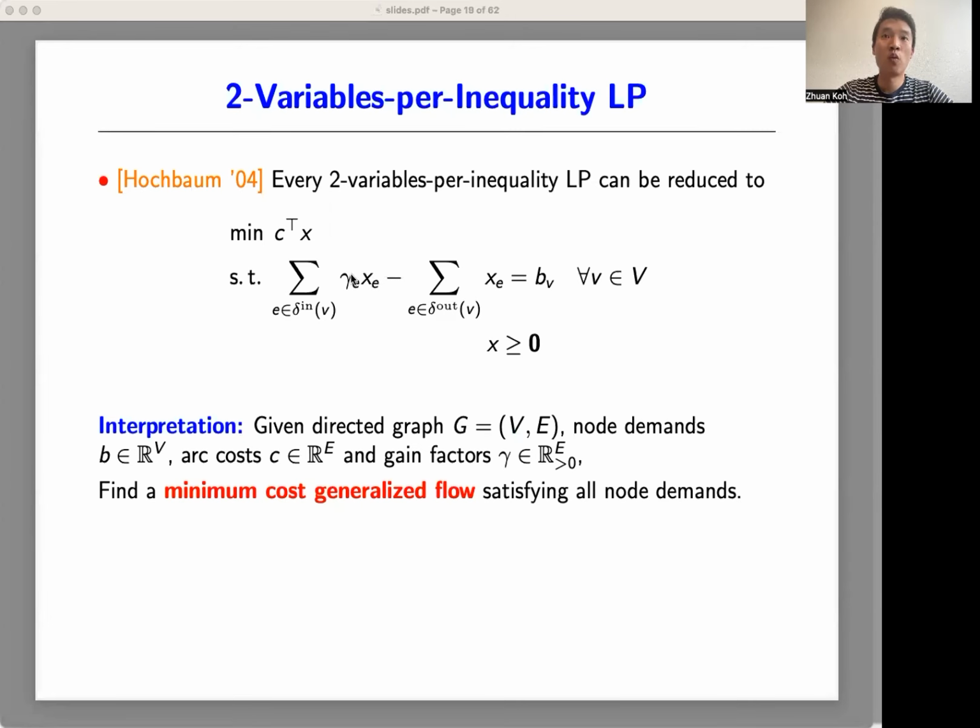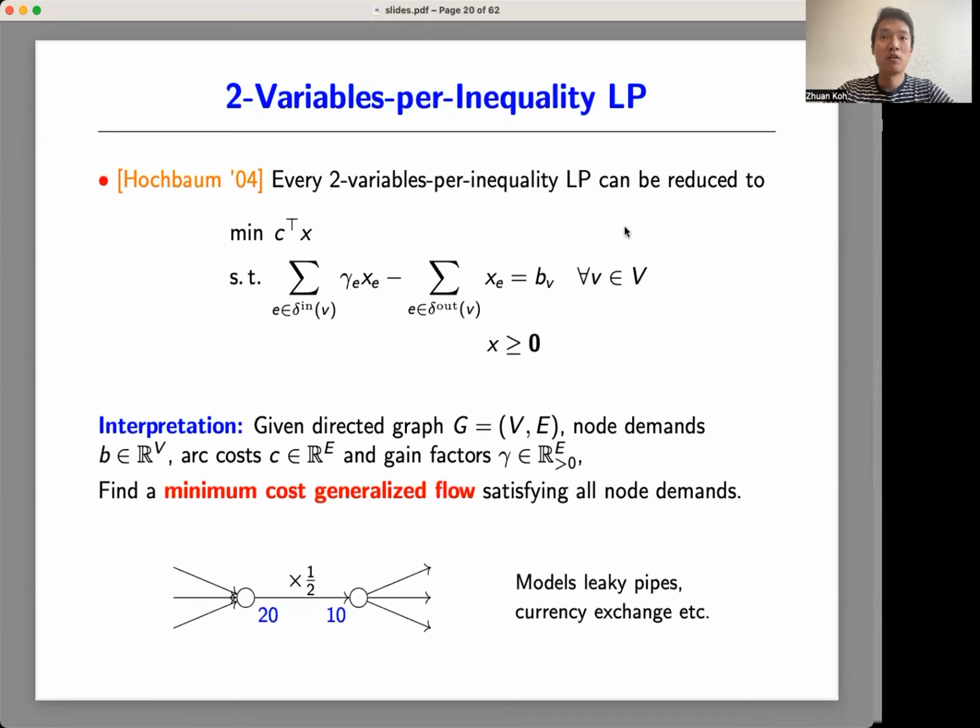Then what this problem is encoding is that the inflow minus the outflow at every node should equal the prescribed node demand b_v. Note that the inflow is scaled by the corresponding gain factor gamma_e on the incoming arc. So for example, in this picture, the gain factor of this arc is 1/2. So if 20 units of flow enter the arc, only 10 units of flow leave the arc.